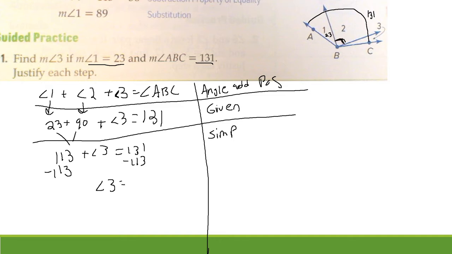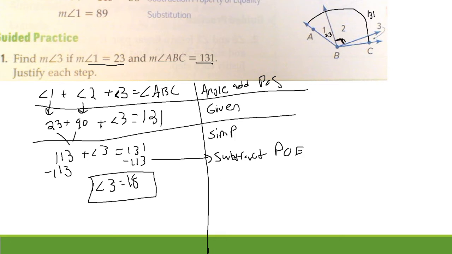And you get angle 3. So you take 131 minus 113. Let's do that here real quick. 131 minus 113 ends up being 18. And so this part right here was the subtraction property of equality. And that'd be your answer.